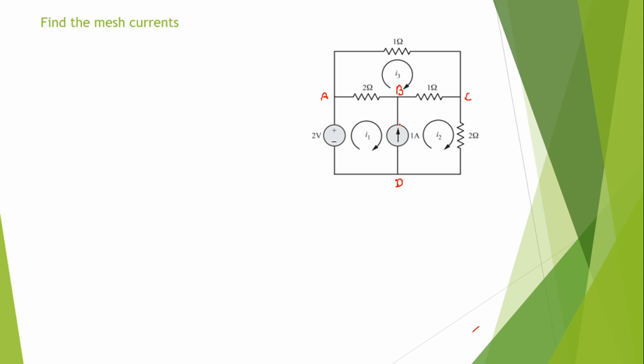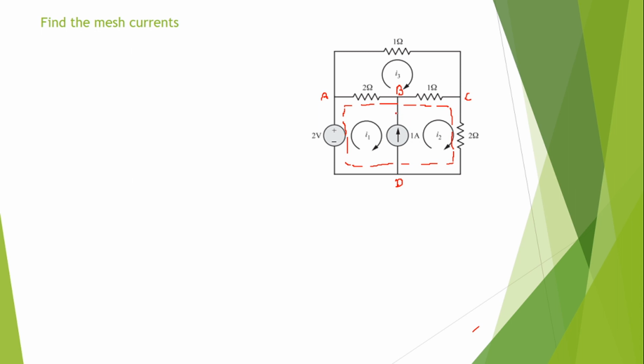What is a super mesh? Super mesh is a mesh obtained by combining two meshes which contain the common current source and eliminating this element. So this super mesh becomes A, B, C, D, A. This is the super mesh, obtained by combining mesh 1 as well as mesh 2, also by eliminating the common current source element.